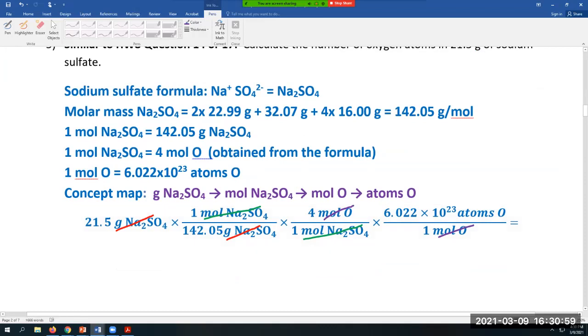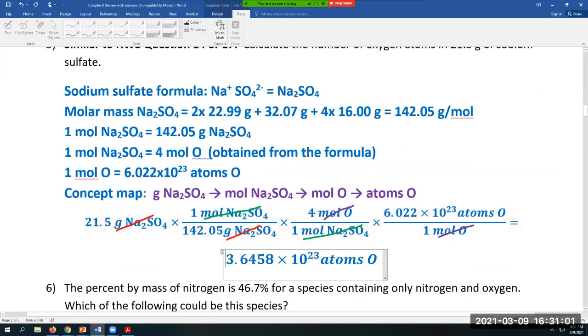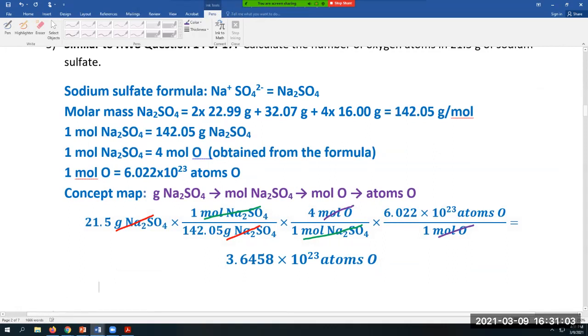And so that's the calculator answer. 3.6458 times 10 to the 23rd. Again, we are calculating particles, so we expect a large number and we expect to need the scientific notation here, right? So 10 to the 23rd is making sense. And the unit is atoms of oxygen, because that was the unit left over after canceling.